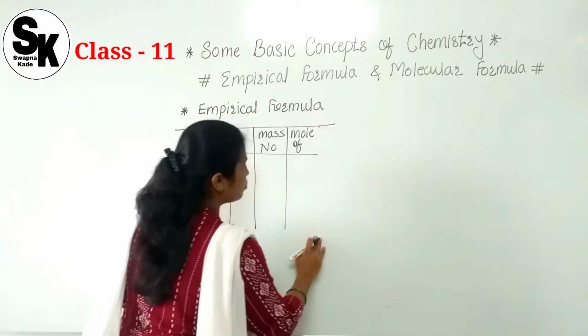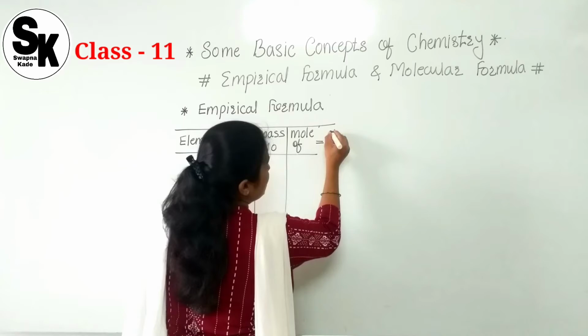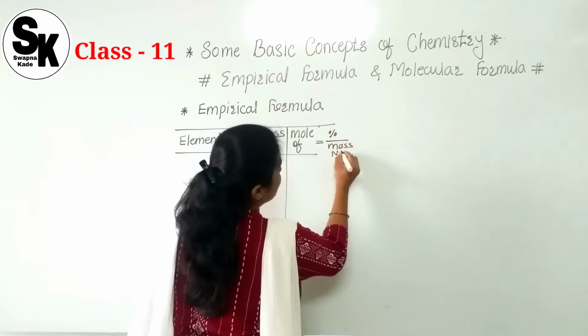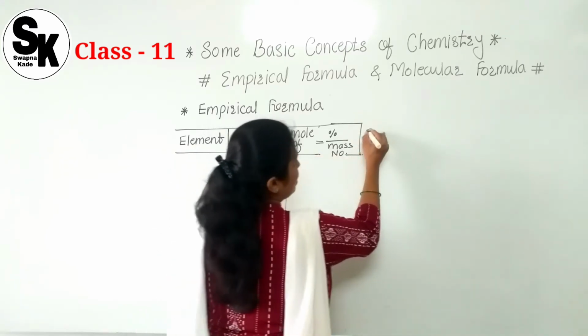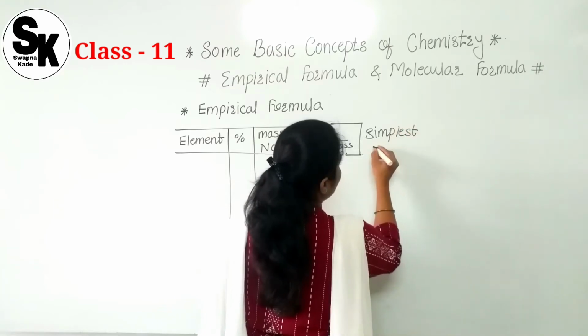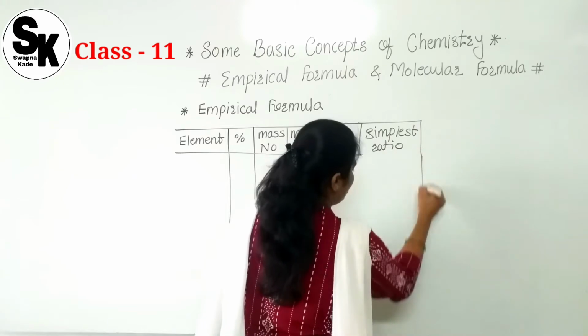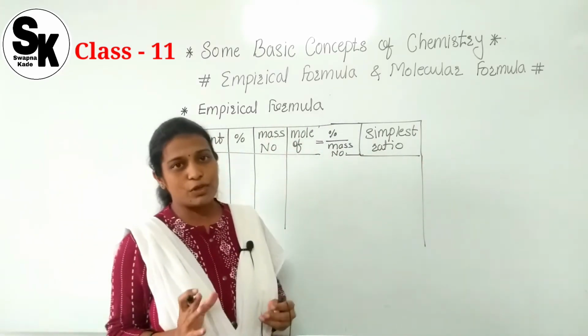How to find out the moles of a particular element? For that also, percentage divided by mass number. This is one column. The next column is the simplest ratio. Don't worry, if you observe that table you will feel how to calculate and what we have to do. For that we have to solve a number of examples together.